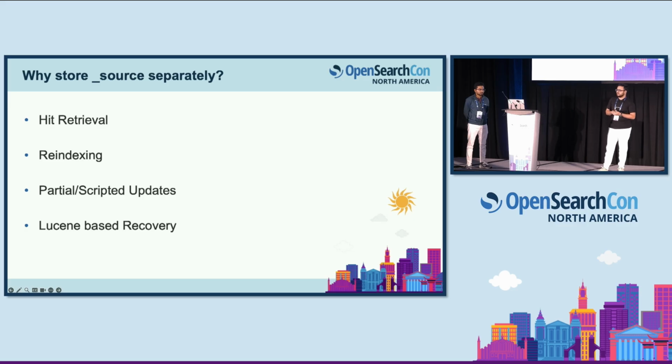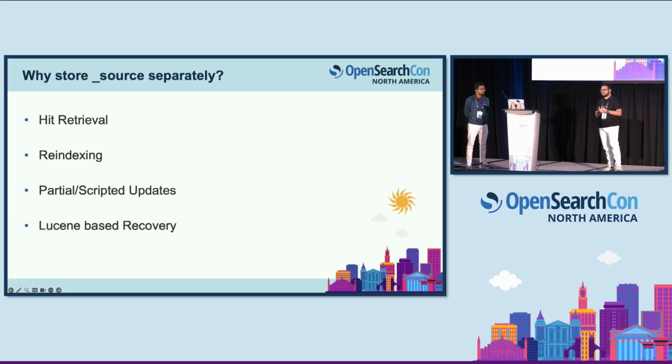So for that purpose, without having a source, you won't be able to do any reindexing. Also, you have use cases around partial and scripted updates. When you want to just apply a partial update to a document or run some script on an existing document to update it with the data that is already present, OpenSearch would fetch the source of the existing version of the document, apply your script or patch on top of it, and then create the new document with a new version. So for this also, source is needed.